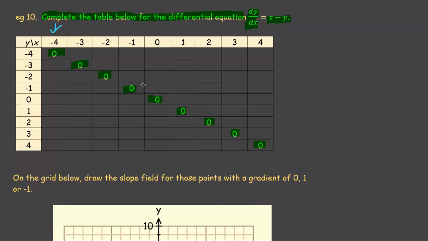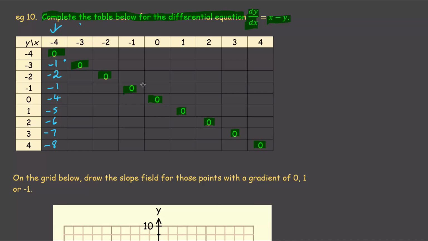So x is negative 4, and then we're taking away y. If we're in this box here, that's negative 4, take away negative 3. Negative 4 add 3 is negative 1. And then that's going to be negative 2, negative 1, when we take away 0, it's going to be negative 4, and then we're going to have negative 5, negative 6, negative 7, negative 8.